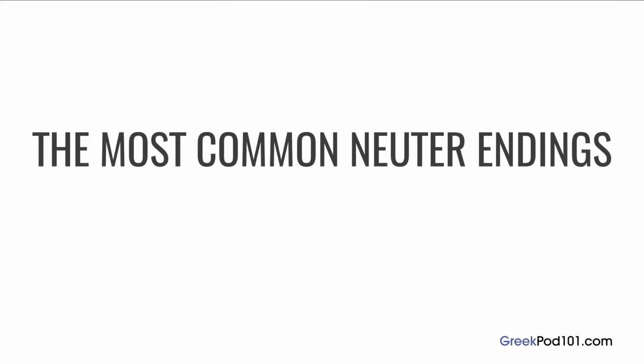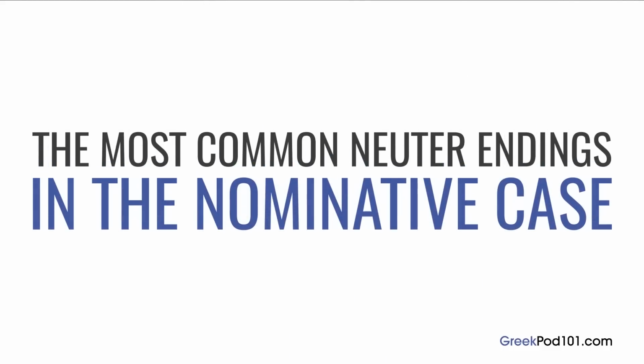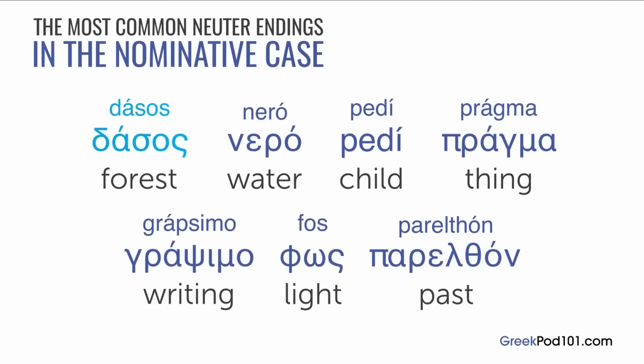The following endings are the most common neuter endings in the nominative case. Os like dasos, forest. O like nero, water. I like παιδί, child. Ma like pragma, thing. Imo like γράψιμο, writing. Sigma like phos, light. And ni like παρελθόν, past.